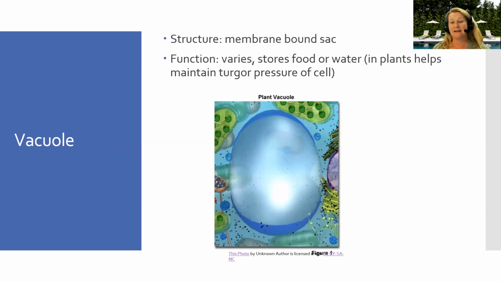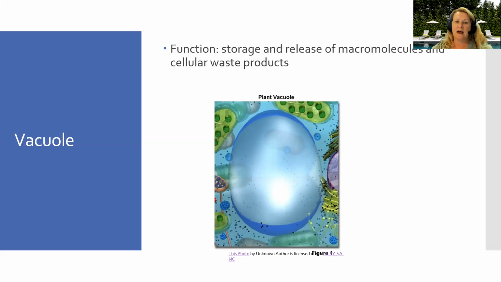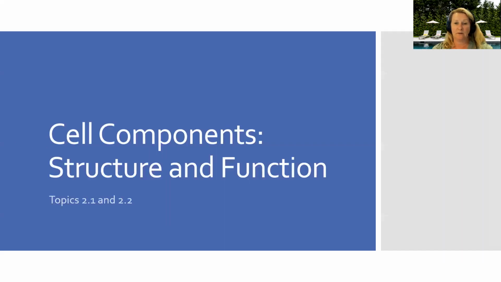In plants, the amount of water inside the water vacuole kind of determines how turgid or how flaccid or wilty the plant cell is. If the water vacuole doesn't have enough water in it, the plant's going to just start to wilt. When it becomes rehydrated and that vacuole is really full, then the plant will become firmer. The vacuoles can also be used in the storage and release of macromolecules from the cell and the storage and release of cellular waste products.